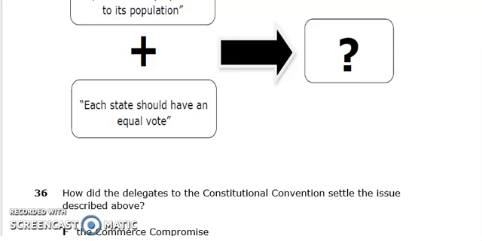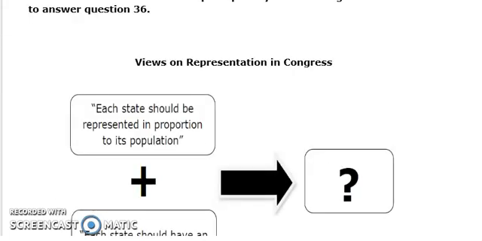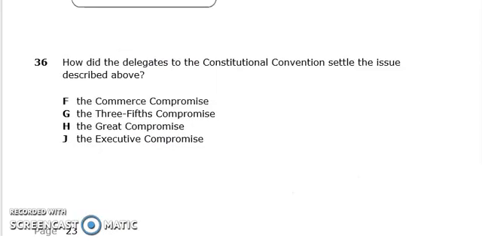Use the illustration below to answer question 36. How did the delegates to the Constitutional Convention settle the issue described above? F. The Commerce Compromise. G. The Three-Fifths Compromise. H. The Great Compromise. J. The Executive Compromise.